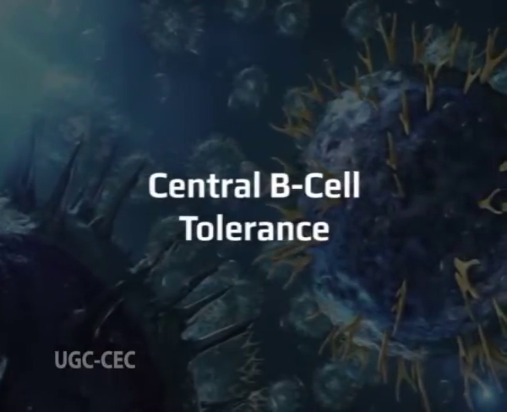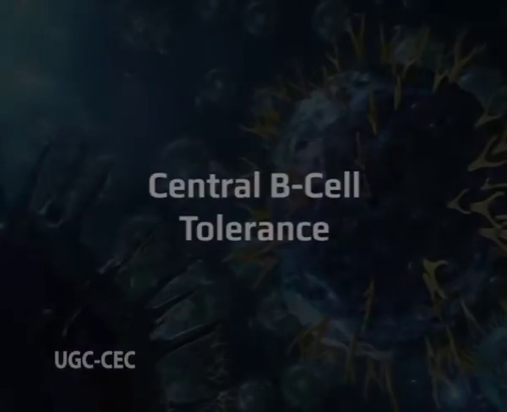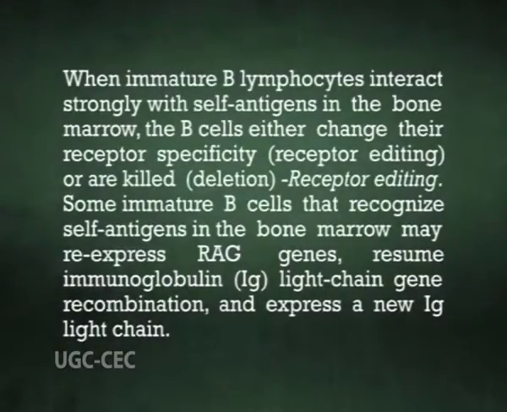Now let's see about central B cell tolerance. When immature B lymphocytes interact strongly with self-antigens in the bone marrow, the B cells either change the receptor specificity, that is receptor editing, or are killed, that is deletion.